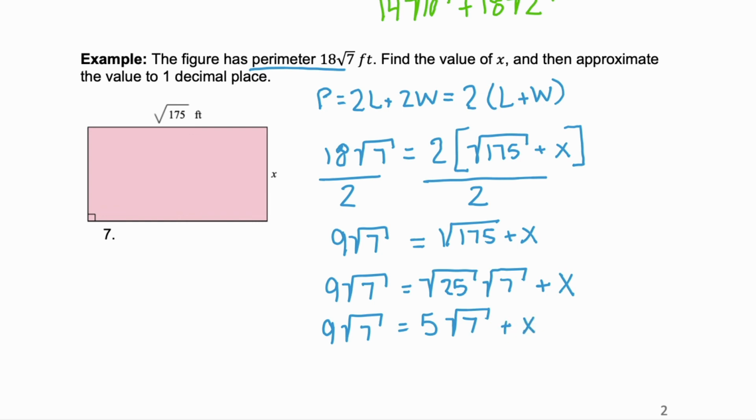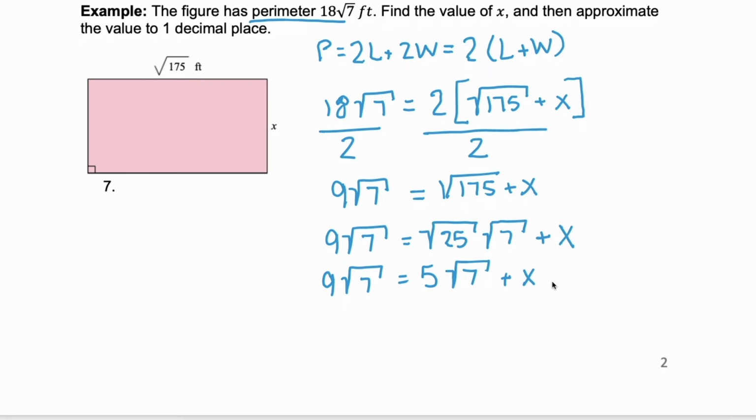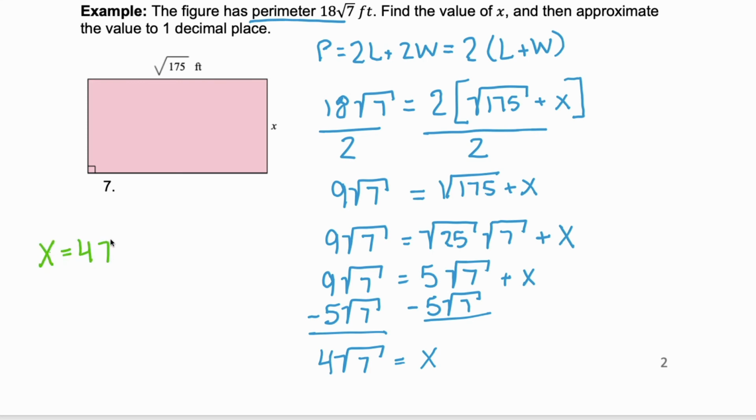Okay, we're trying to solve for x, so how do we isolate x here? Yep, subtract 5 square root of 7 from both sides, and you get 4 square root of 7 equals x. Change colors, and I'm going to say that x equals 4 square root of 7, and we need a unit of measurement. That would be feet. Now this would be the exact answer.